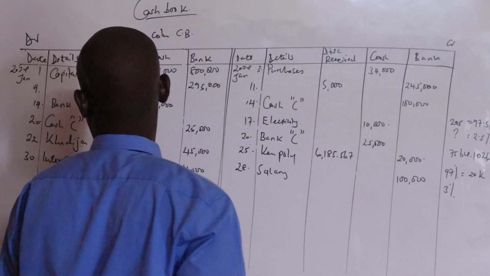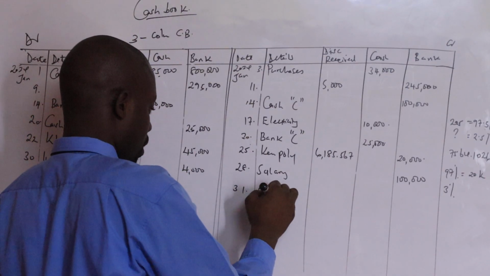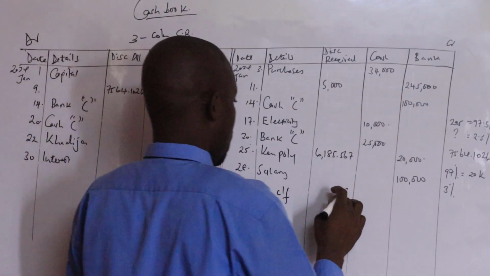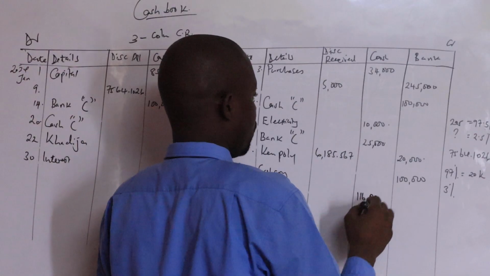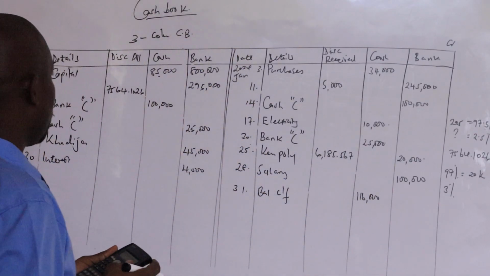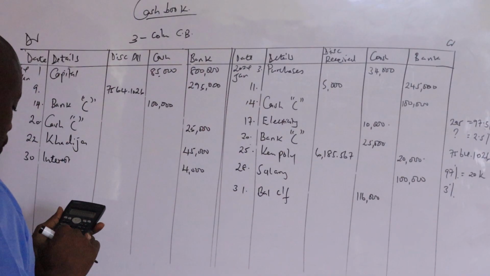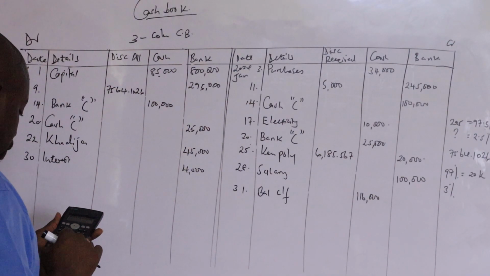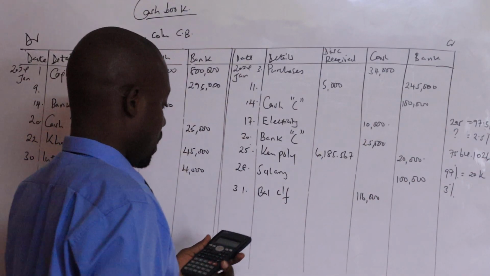The end of this month is 31st January. That is balance carried forward. Under the cash column, it is 116,000. Then we go to the bank column. We had 800 plus 295 plus 25 plus 49. We get 1169.